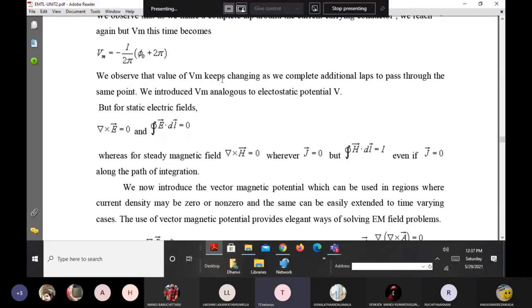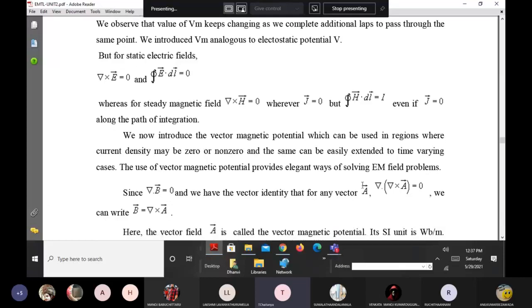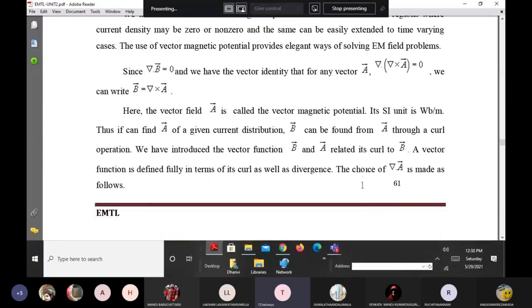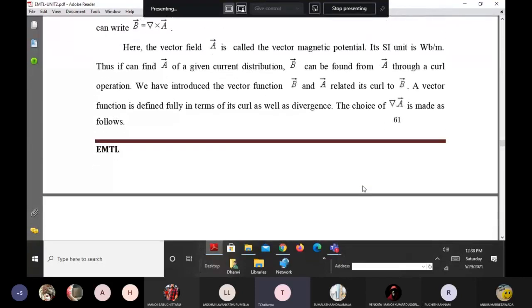Observe that the Vm keeps changing. We can complete additional laps to pass through the same point. But before the static field, again it goes for del cross H bar equal to 0. So for J equal to 0, the divergence of current becomes 0. The same concept has been repeating. So he has been considering A and B.